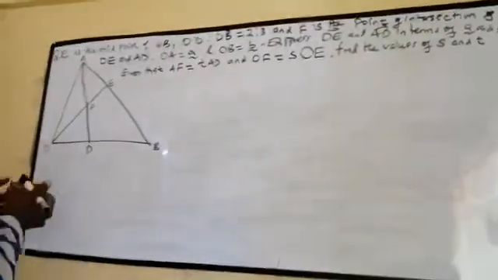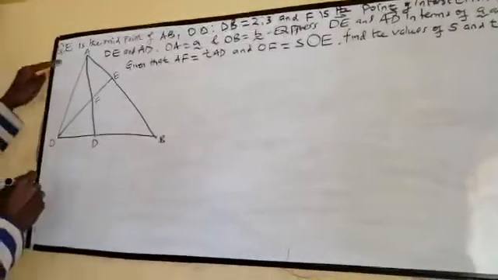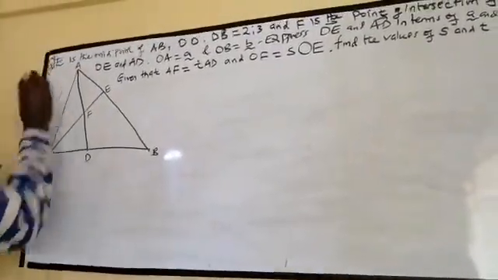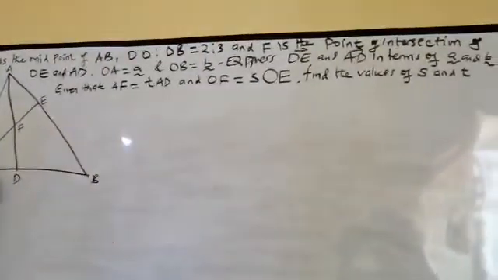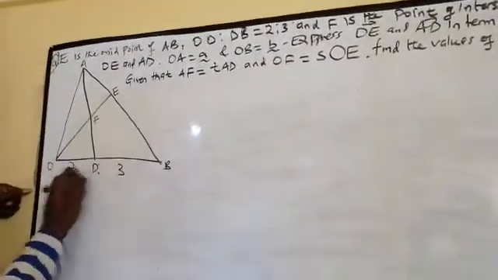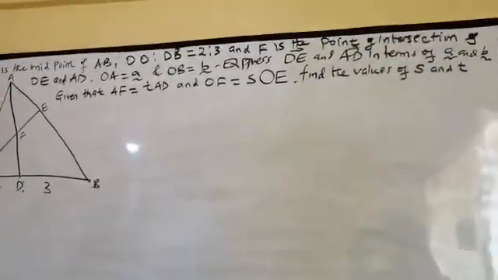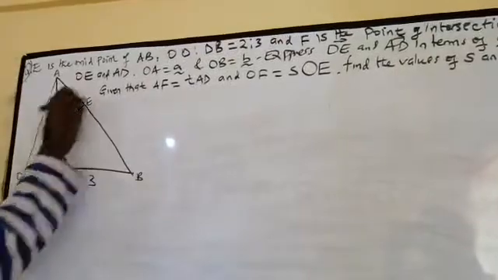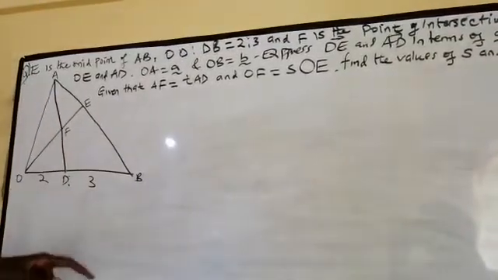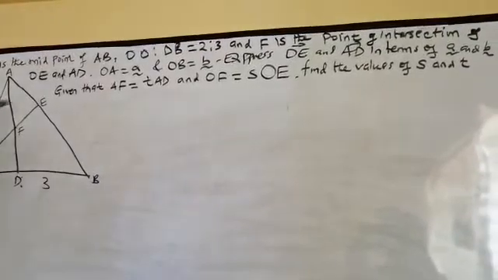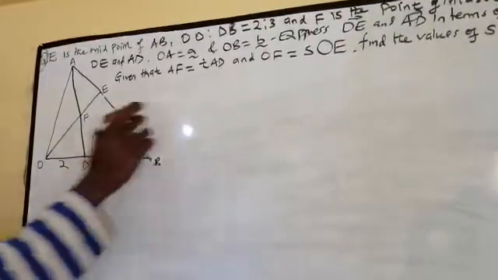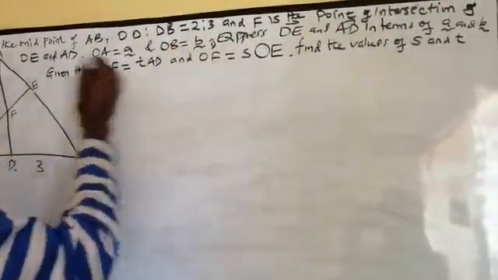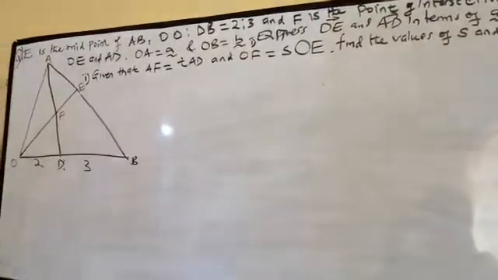Okay, welcome to this vector question, and you can see the question here. E is the midpoint of AB. OD ratio DB is 2 ratio 3. That is OD and DB. And F is the point of intersection of OE and AD. Express OE and AD in terms of A and B. That is the first question. Then the second question.